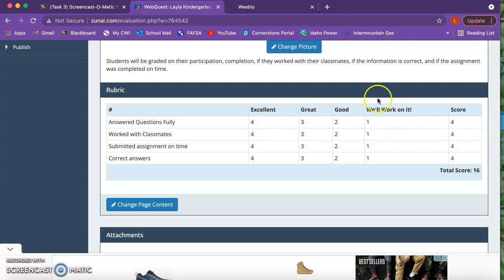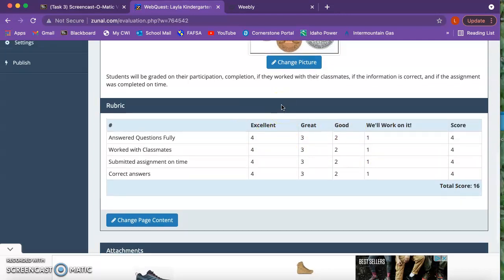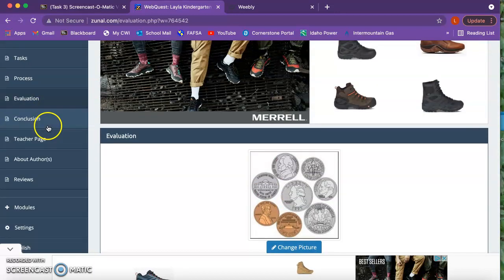This isn't very important, but I tried to make the scale pretty positive so they don't feel discouraged if they get something wrong. And again, I'm trying to click on this and it's just taking its time.